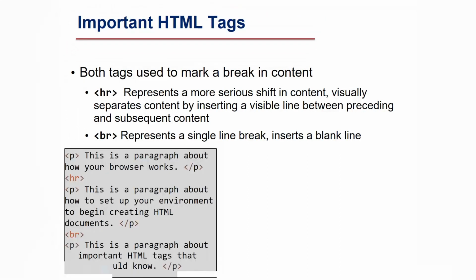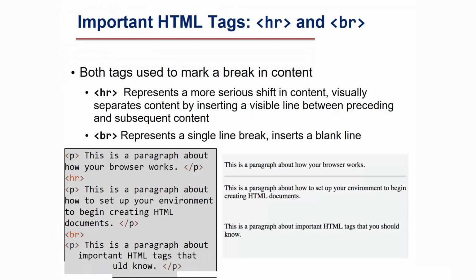So for example, here we see some HTML. Here's how it's rendered. The HR tag for horizontal rule, I suppose, is this horizontal line. The BR is just this extra blank space and extra line break.